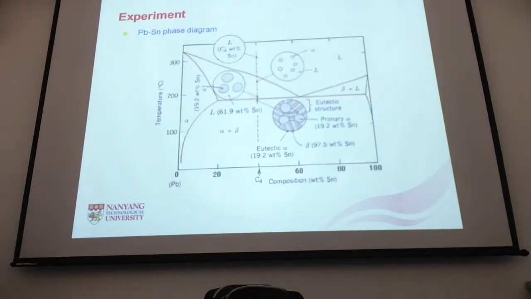This is the lead-tin phase diagram. Also, we use 80% of tin. So we decrease the temperature here. Firstly, we can see the beta phase is the light one. And then we come to the eutectic phase. We may see the dark-light laminar phase.